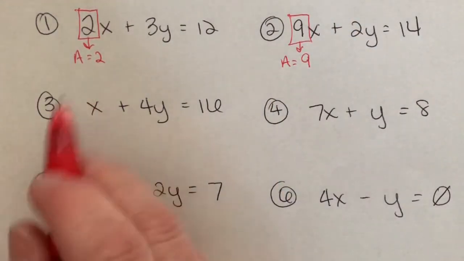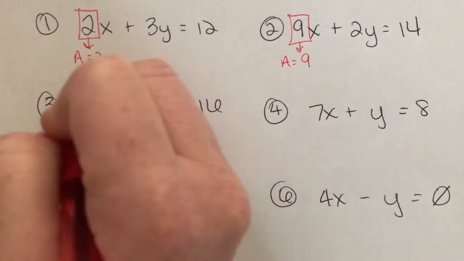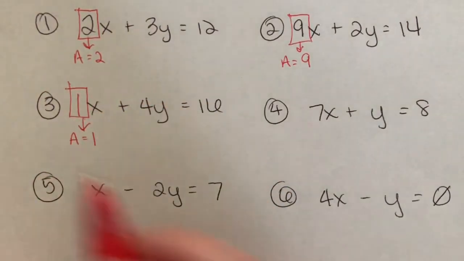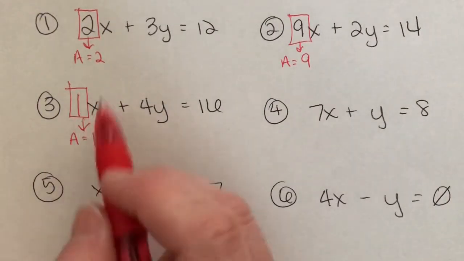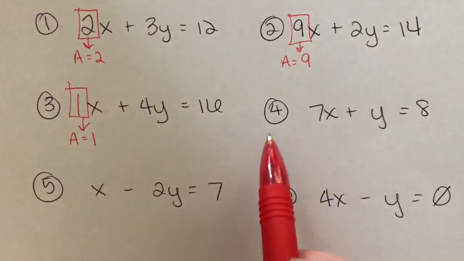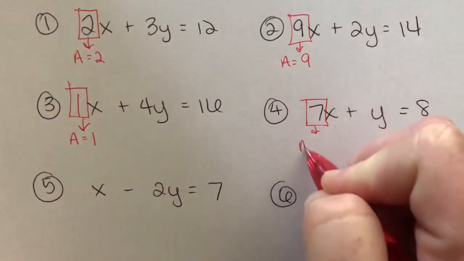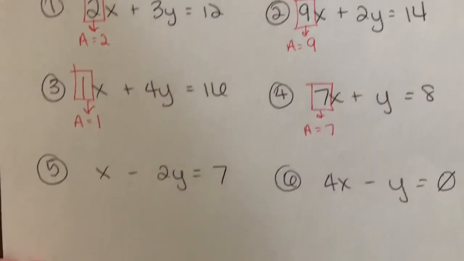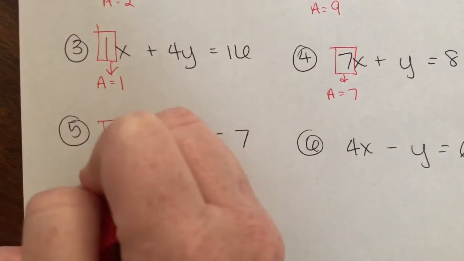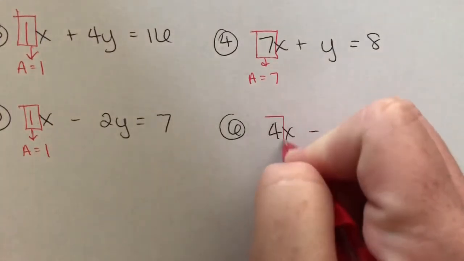What about number 3? There is no number in front of x. Remember, just saying x is like saying 1x. So when there's not a number there, it's really a 1. A equals 1. When you don't see a number, it's a 1. If it was a 0, there wouldn't even be an x here, because 0 times x would be 0, and that would just go away, right? Number 4, the number in front of x here is 7. Number 5, there is no number in front of x, so again, it's 1. Number 6, the number in front of x is 4.